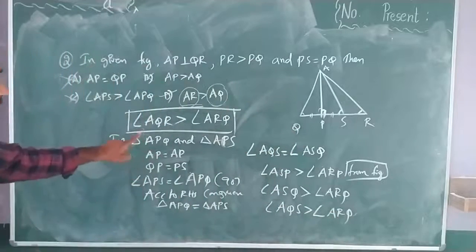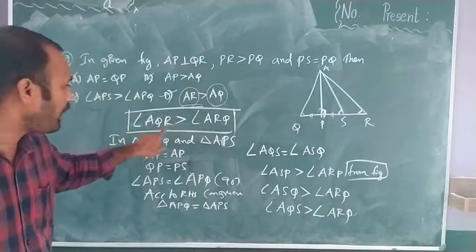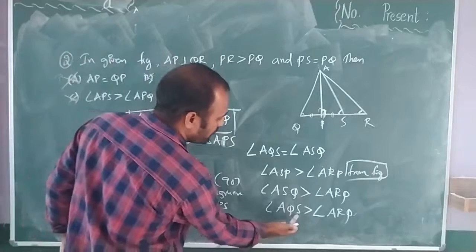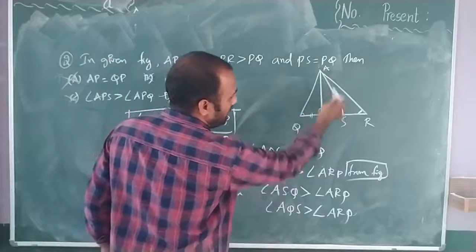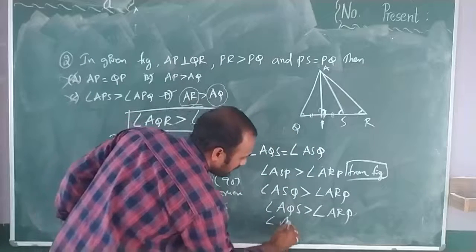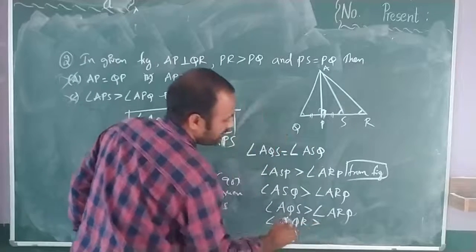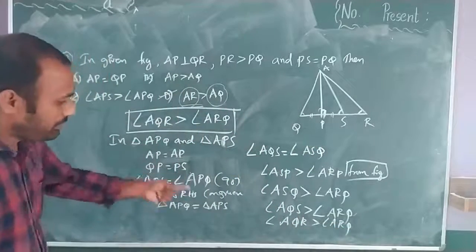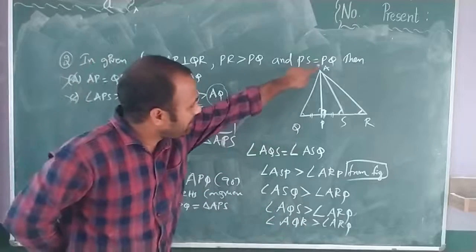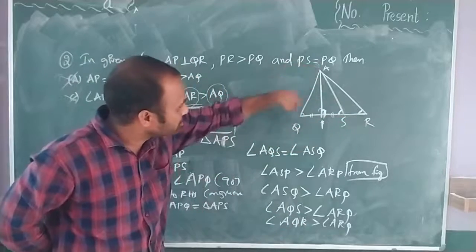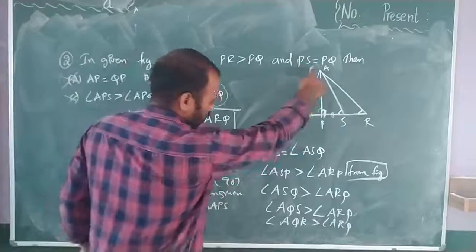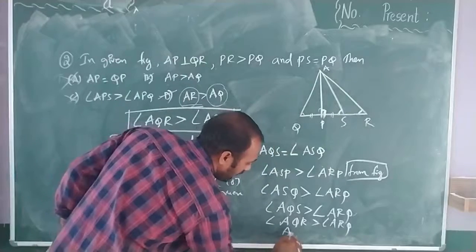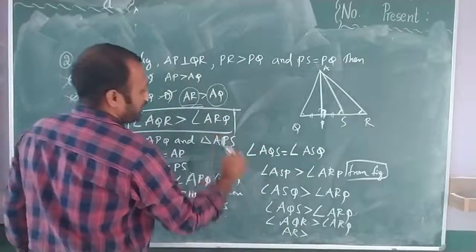So what is the proof we have? Angle AQR must be greater than angle ARQ. So AQS can be replaced by AQR. So angle AQR is greater than angle ARQ. So it is proved. If angle AQR is greater, it means the AR side is greater. So we can say that AR is greater than AQ.